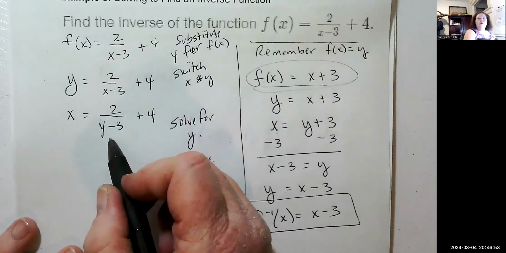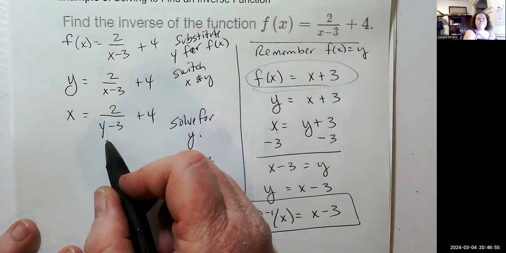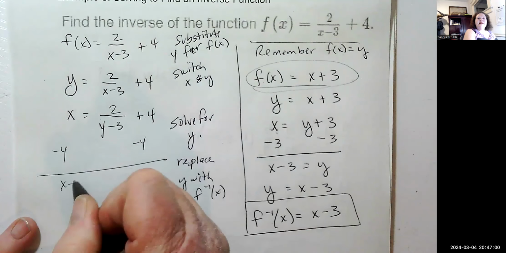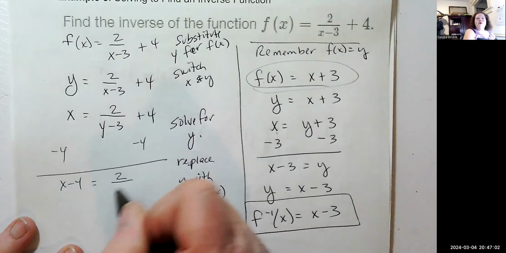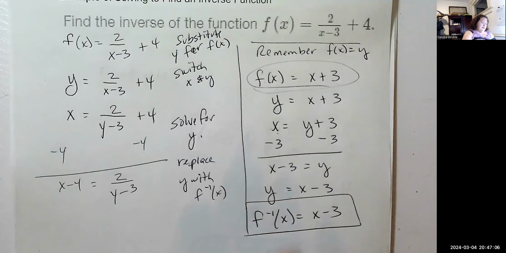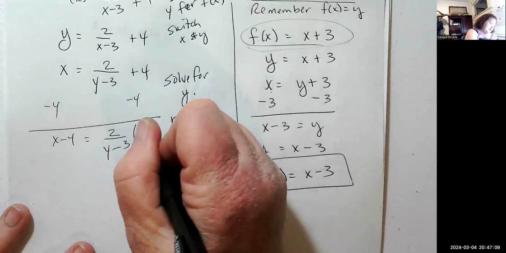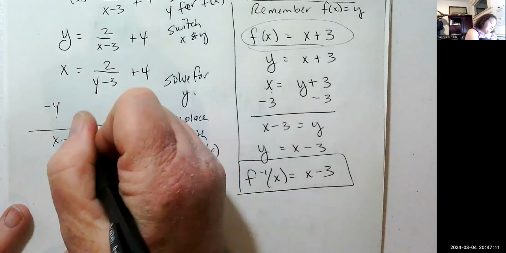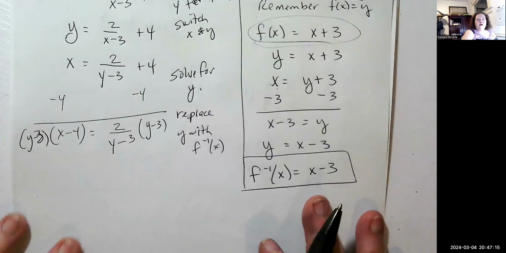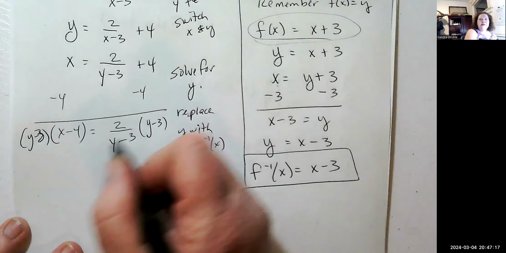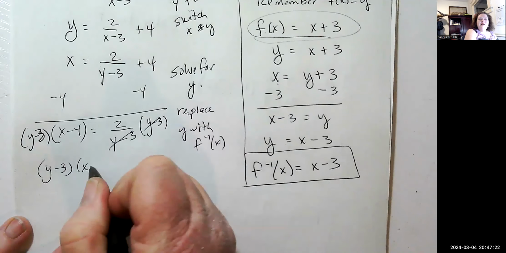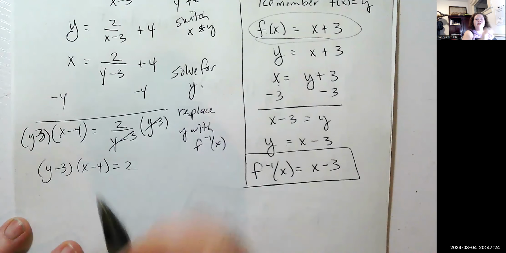Okay, solving for y, I'm going to subtract 4 from both sides. X minus 4 is equal to 2 divided by y minus 3. I need y to move up top, so I'm going to multiply both sides by y minus 3. All right, I'm going to clean this up real quick. I've got y minus 3 times x minus 4 is equal to 2.